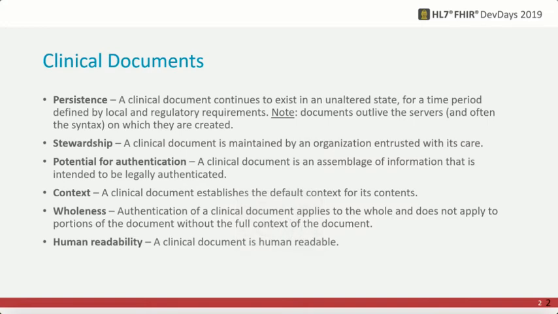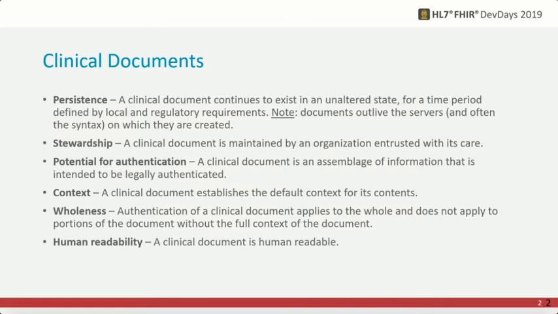Next up is the potential for authentication or attestation. Clinical documents are meant to be signed by the providers that are creating them. And it's that signature on it that is probably the key differentiating characteristic between a message and a document. Anything that carries a clinician's signature, that's a pretty good indication that it is a document or something that should at least be persisted and not just thrown away.